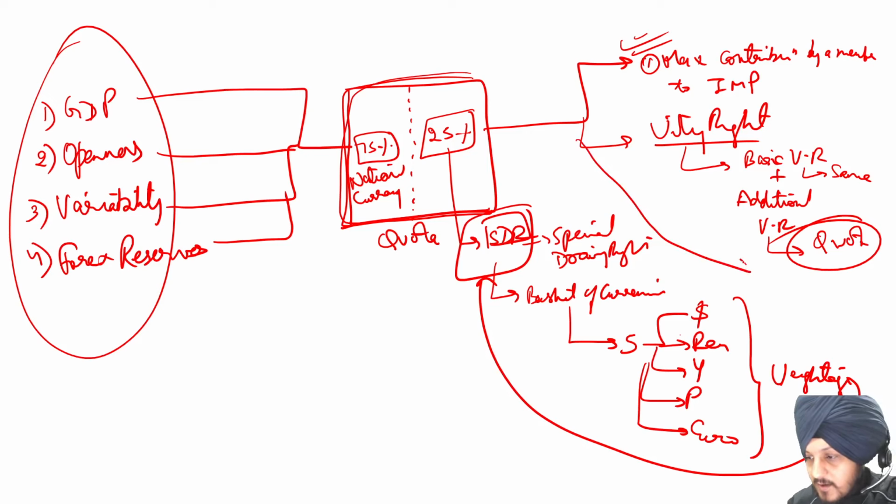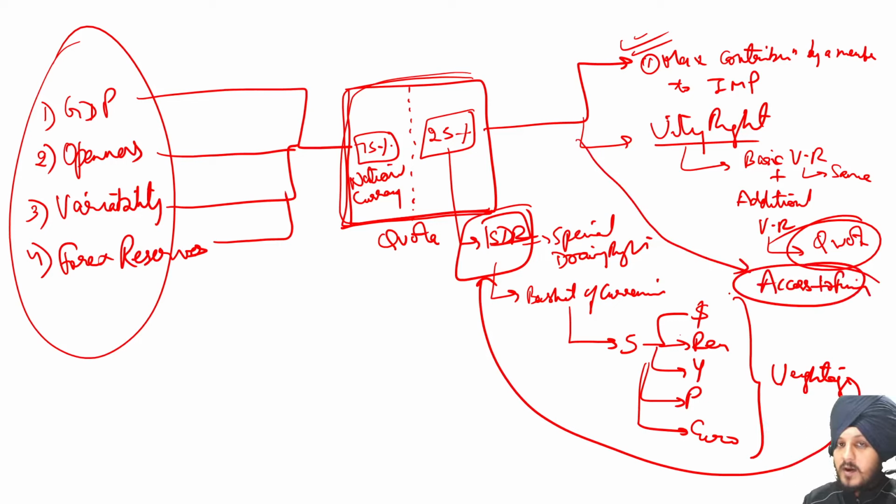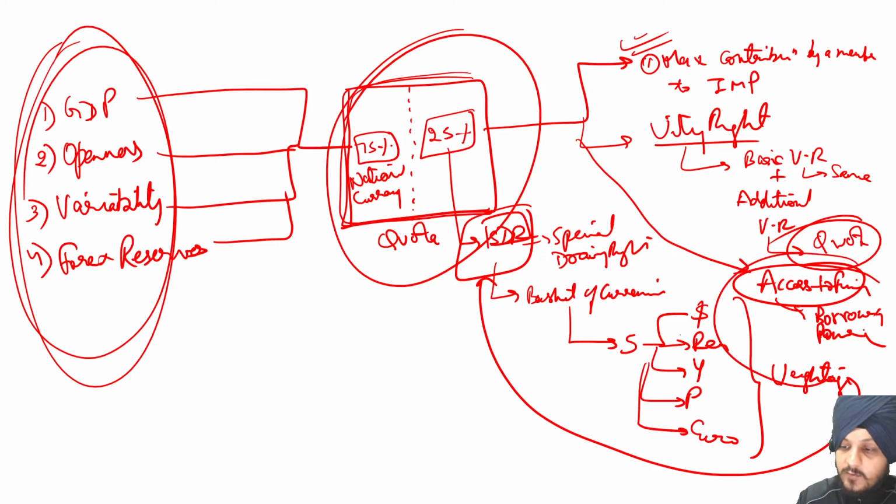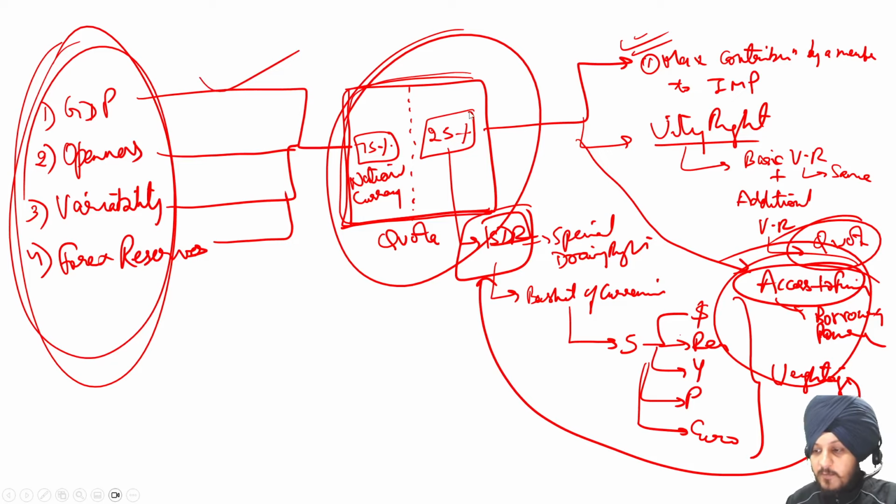The third thing is the access to financing, which is also determined by the quota. How is the access to financing determined by the quota? Access to financing means the borrowing power. If the country has made more financial contribution to the IMF, because it has a higher quota because of these four factors, then what will happen? This will also determine its borrowing power. It means that country will be able to borrow more money as compared to another country that has a lower quota. So that is the significance of quota as far as the IMF is concerned.